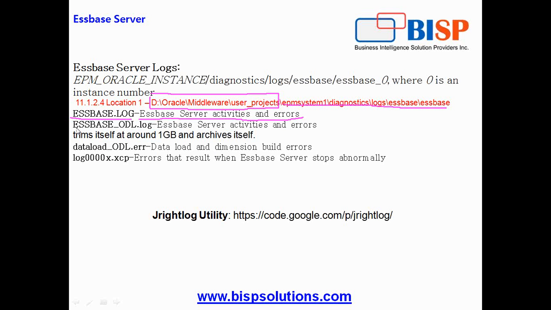In addition to this, we also have another log file called Essbase_ODL. This log file does the same job that Essbase.log does, but it rotates itself around 1 GB into an archive. The Essbase log file grows exponentially, and over a period of time it becomes so huge that it is difficult to keep track. So we can use the Essbase_ODL file. In addition to this, we have the database_ODL or error file. Data load and dimension build information is maintained over here.